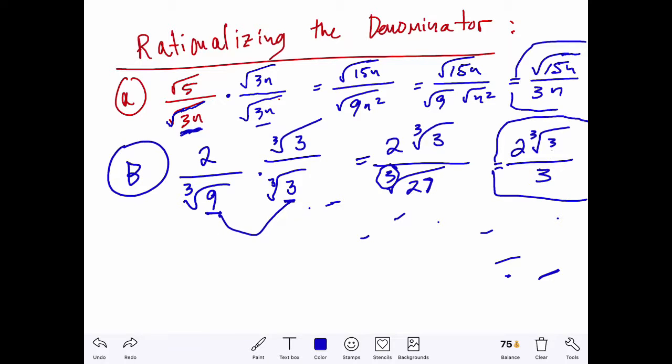Okay, and that would be our answer. So notice with cube roots, we didn't multiply by the exact same thing underneath here. We multiplied by something that got us to a perfect cube root. In this case, it got us to the smallest cube root between 9 and 3, got us to 27, and then we could escape that 3. And notice we no longer have a radical in our denominator. Okay, so that's the idea of rationalizing the denominator.